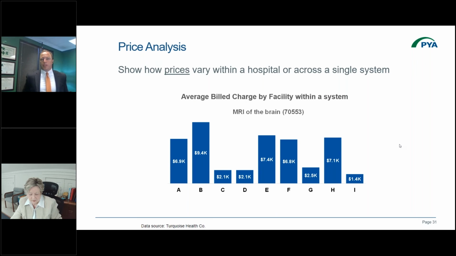Then we looked at a system to see if we saw variation in pricing within a system. Here, for the same CPT, MRI of the brain, we're looking at a system of 9 facilities, and we see quite a bit of variation, ranging from just over $1,000 in billed charges up to almost $10,000 in billed charges.